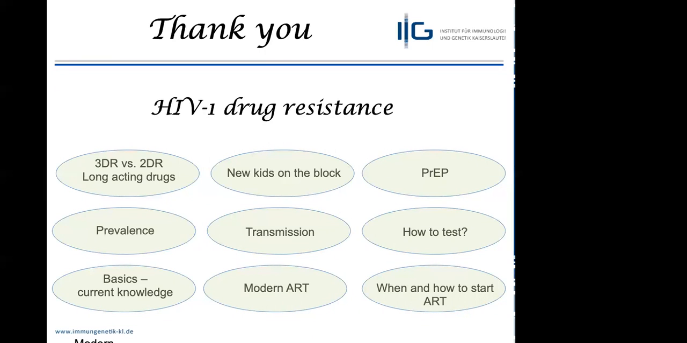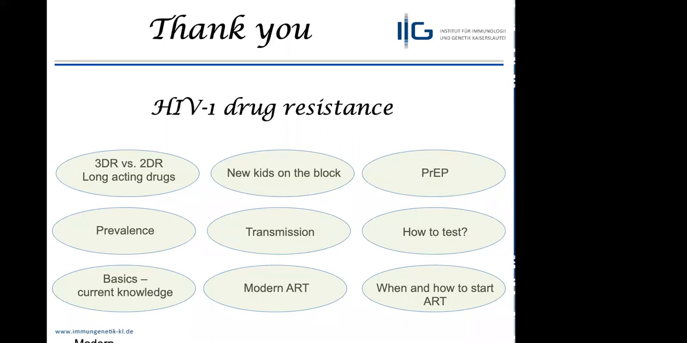Before, we were used to switching immediately after detecting viral loads. So this is not true anymore. But low-level viremia is really an issue, and we have seen that in at least 30% of patients with low-level viremia overall, we were able to detect new drug-resistant mutations.